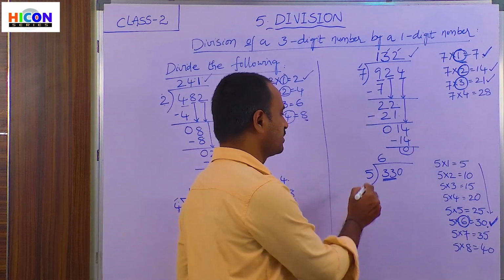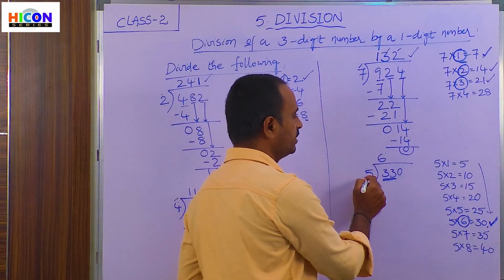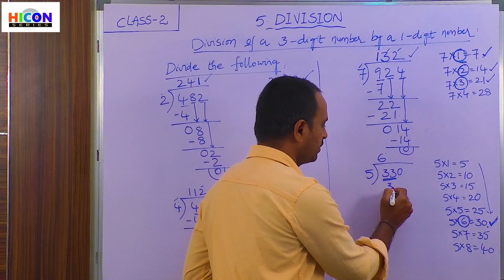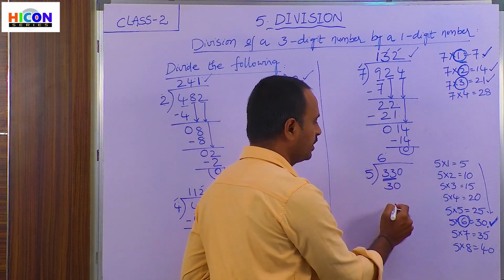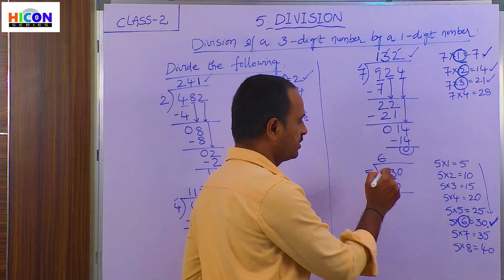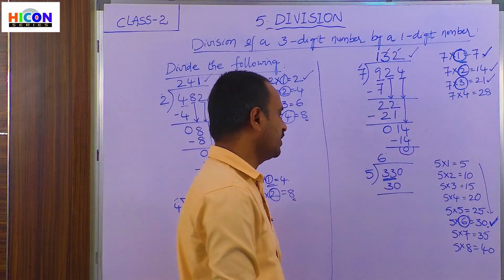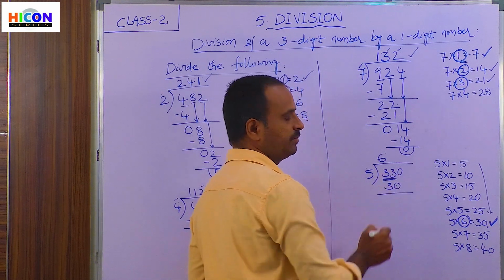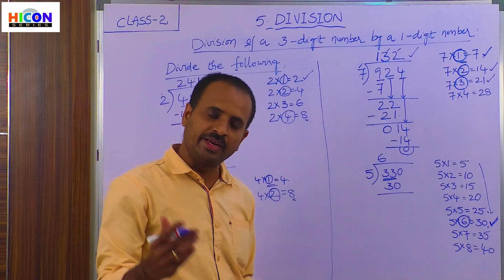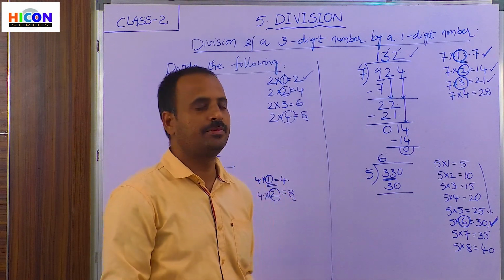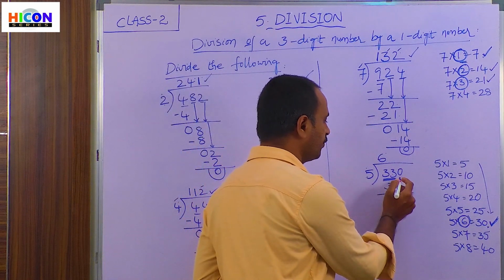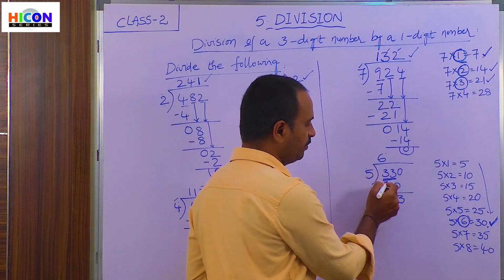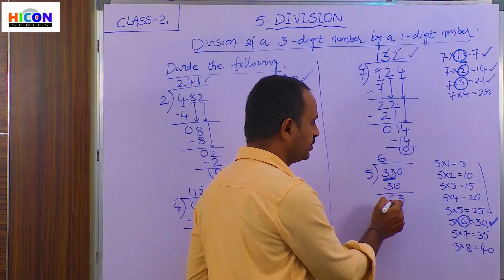So now multiply this divisor and this number. That is 5 6s are 30. So write 30 below the dividend and subtract. First subtract 0 from 3. If you subtract 0 from any number, you will get the same number. So if you subtract 0 from 3, you will get 3. And if you subtract 3 from 3, that is 3 minus 3, 0.